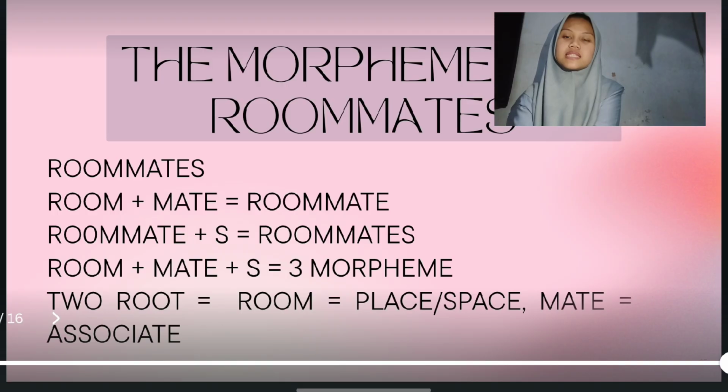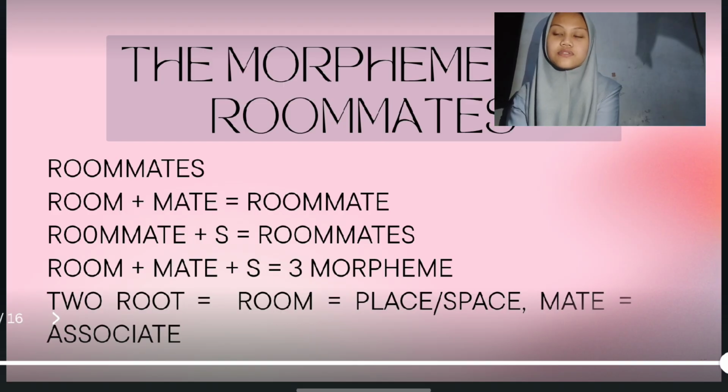The morphemes of roommates: from room plus mate become roommate, and then roommate plus s become roommates. There are three morphemes. The first morpheme is room, the second morpheme is mate, and the third morpheme is s. The root of roommates is room and mate. There are two roots. The meaning of room is a space or place, and the meaning of mate is associate.